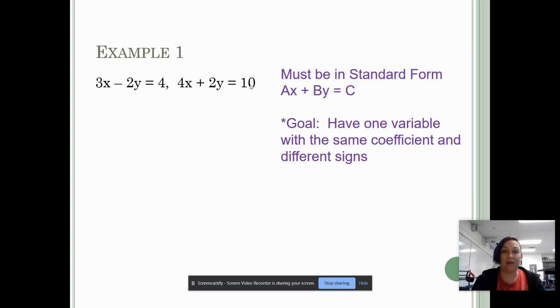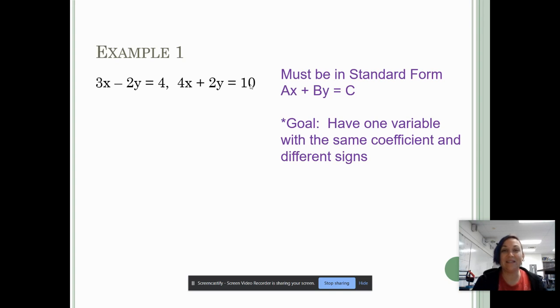When you're eliminating, you are trying to get one of your variables to cancel out. To get a variable to cancel out, you need a variable to have the same coefficient, that's the number in front of it, in both equations, and you need them to have different signs.